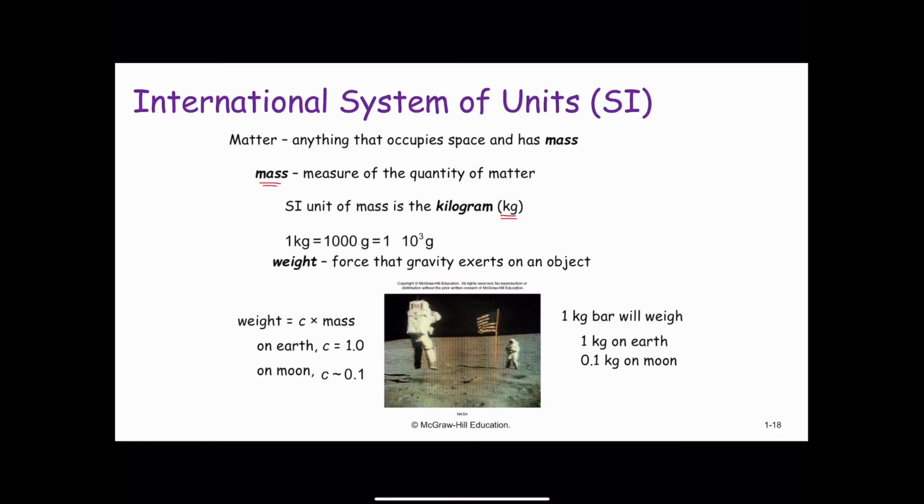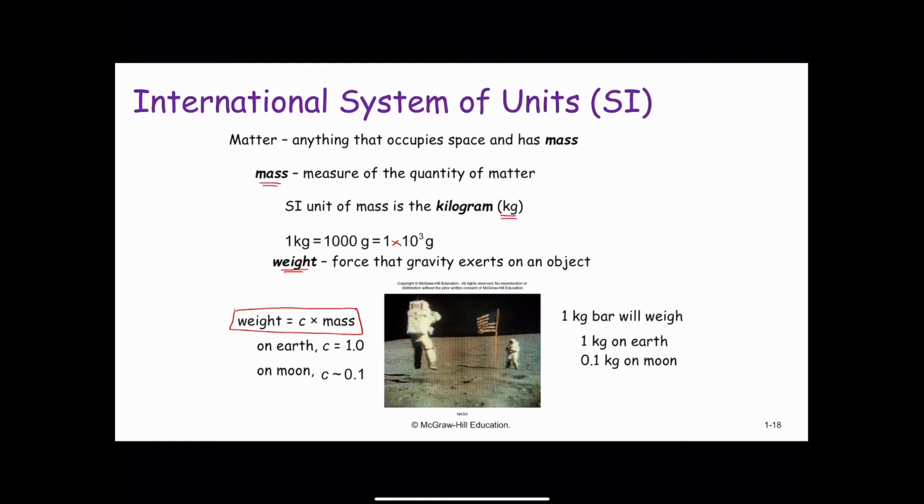And 1 kilogram is equal to 1,000 grams, or 1 times 10 to the 3 grams, when you express that in scientific notation. Now weight, on the other hand, like I just said, is the force that gravity exerts on an object. And the way that we calculate weight is using this formula here, that weight is equal to the acceleration of gravity, this constant g, multiplied by mass.